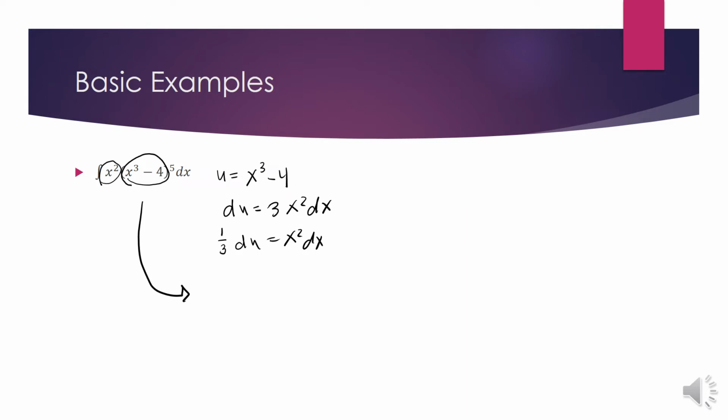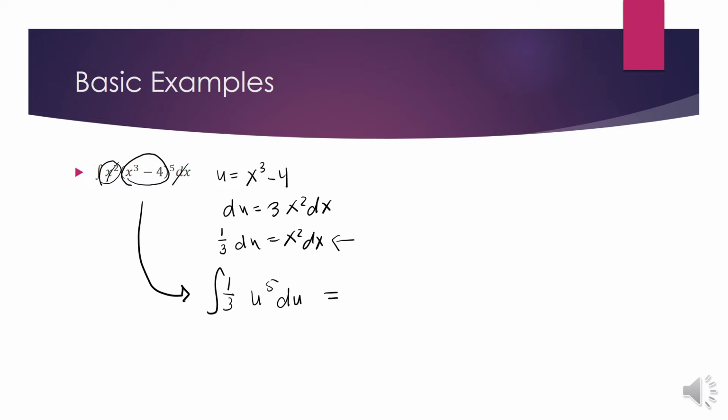Now that we've done that, let's rewrite it. So we said that x squared and dx are now 1/3 du. I'll write my 1/3 at the beginning and my du at the end. So the x squared and the dx got replaced by 1/3 du. That's what this second or third equality is, I guess I should say. Next I have the x cubed minus 4 to the 5th, but x cubed minus 4 was u. So that's 1/3 u to the 5th.